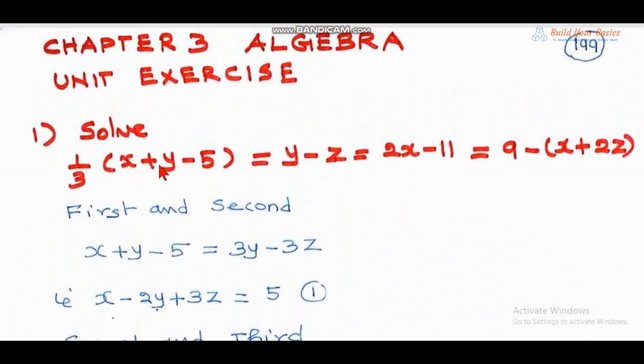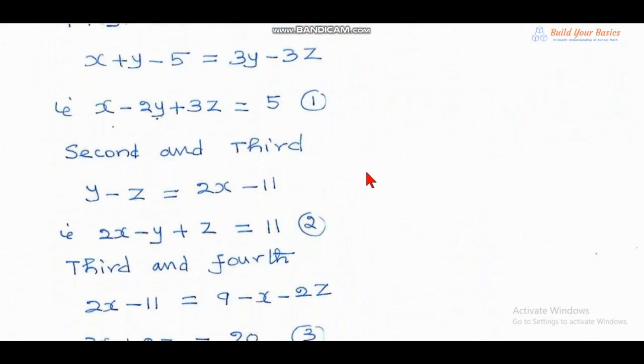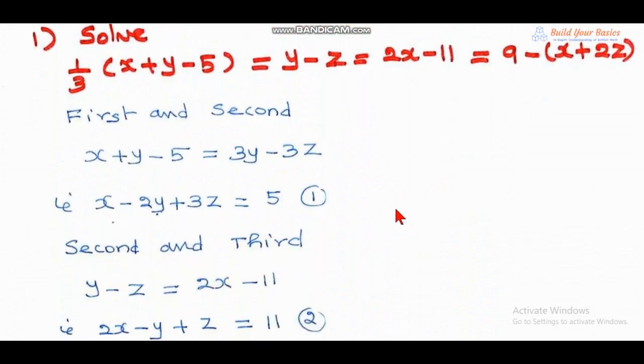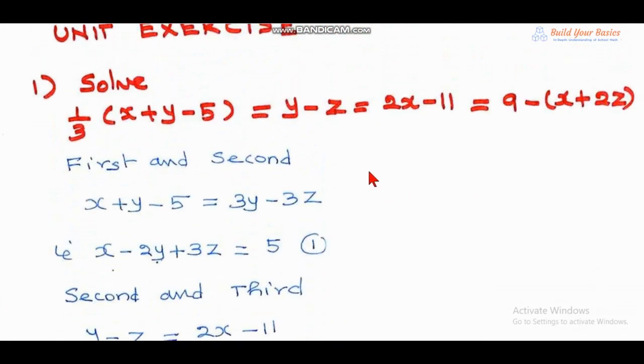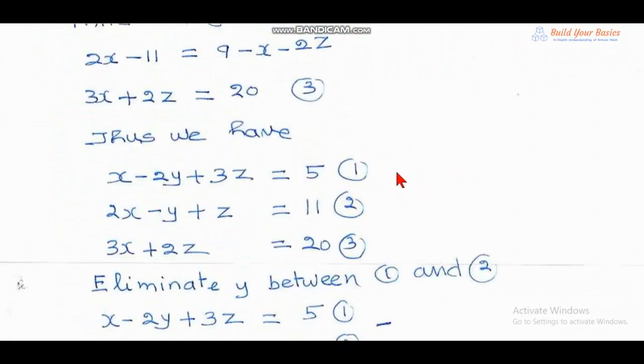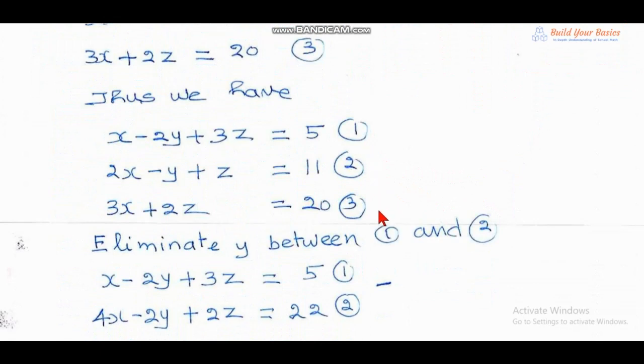I have taken first equation, second equation, then second and third and fourth. You can take second and third, second and fourth like that. Anyway, we have created three equations from the given equations. We have three linear equations in three variables. We can solve. Let us eliminate y between 1 and 2. Here we have minus y.